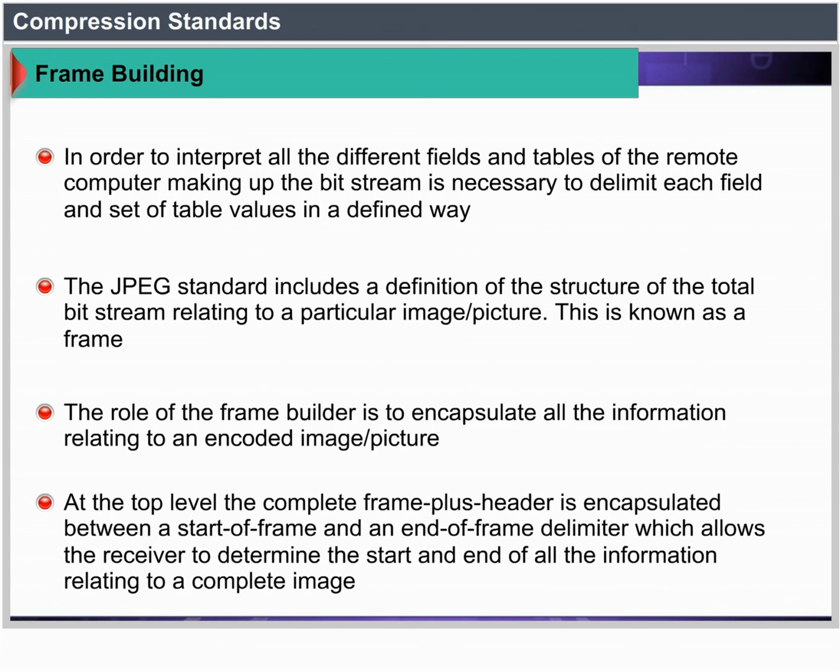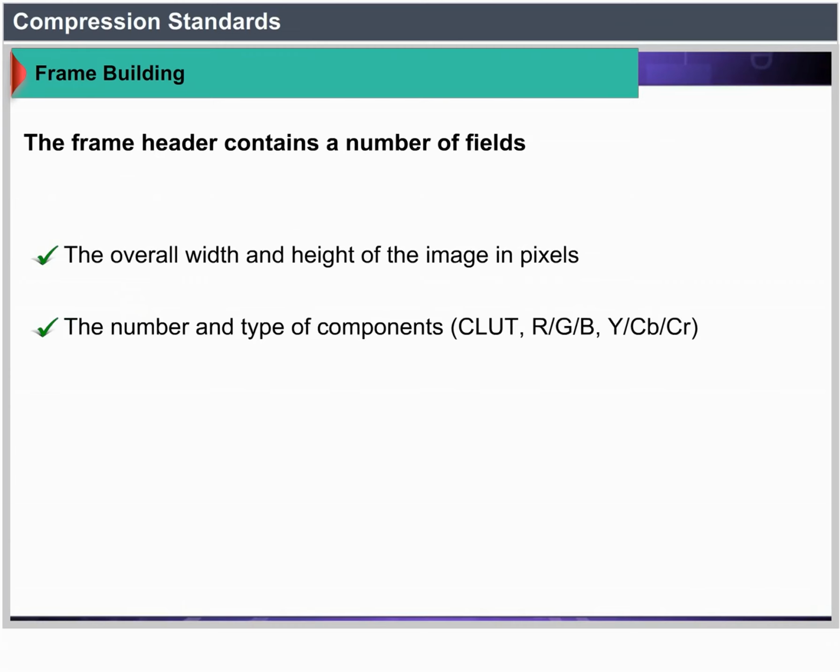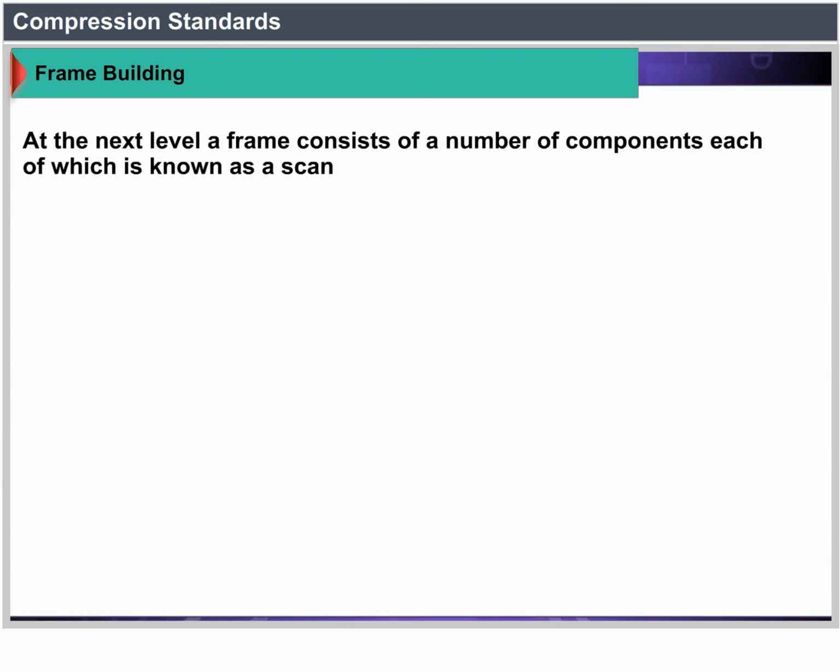At the top level, the complete frame plus header is encapsulated between a start of frame and an end of frame delimiter, which allows the receiver to determine the start and the end of all the information relating to a complete image. The frame header contains a number of fields: the overall width and height of the image in pixels, the number and type of components, CLUT, RGB, YCbCr, the digitization format used, 4:2:2, 4:2:0, etc.